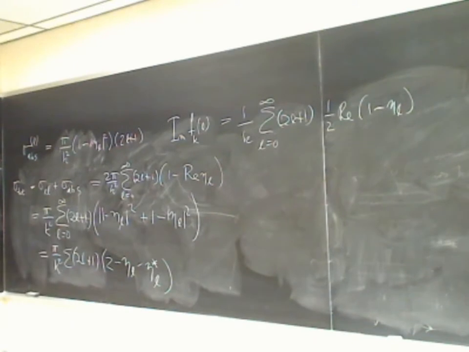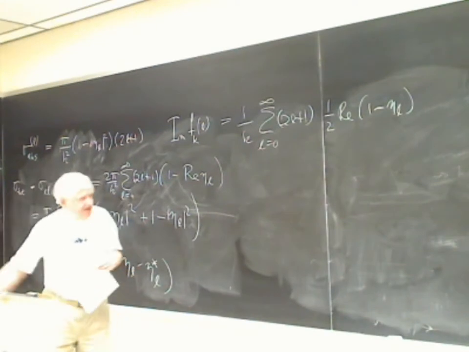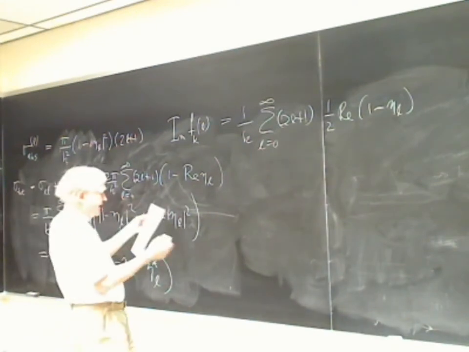And that's because there was an i here. So you take the imaginary part, and this becomes a minus i up here. So the real part of minus i times something is minus the imaginary part of that. And so the imaginary part is minus i times minus the real part. Anyway, this is what you get.